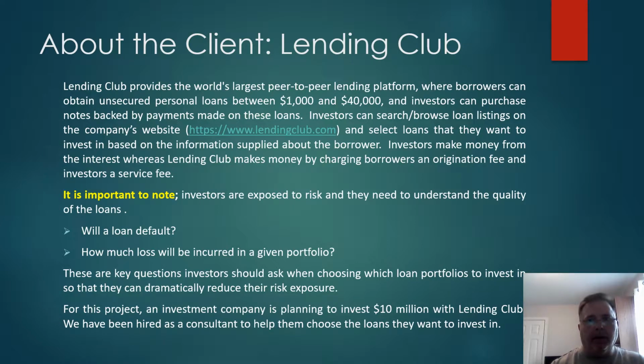About our client, Lending Club. They provide the world's largest peer-to-peer lending platform where borrowers can obtain unsecured personal loans between $1,000 and $40,000. Investors can purchase notes backed by payments made on these loans. The investors can search and browse loan listings on the company's website and select loans that they want to invest in based on the information supplied about the borrower. Investors make money from the interest, whereas Lending Club makes money by charging borrowers an origination fee and investors a service fee.